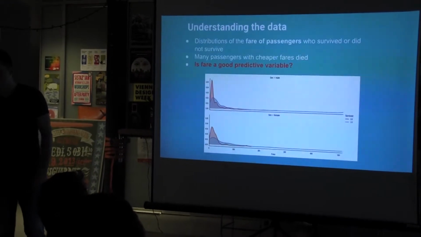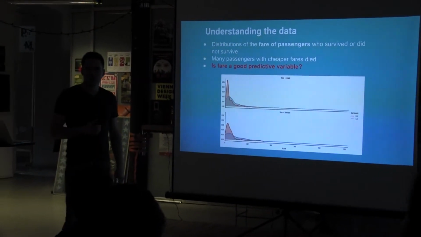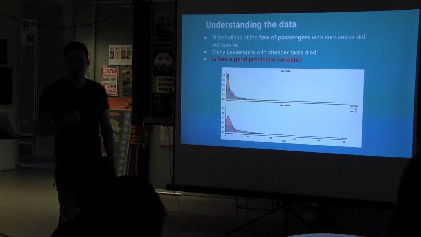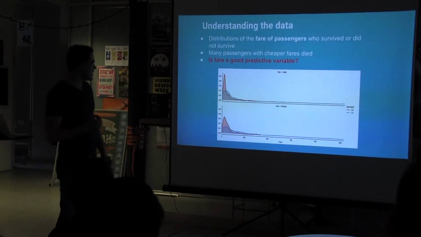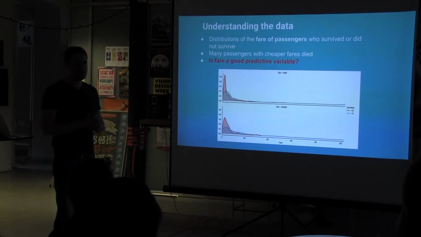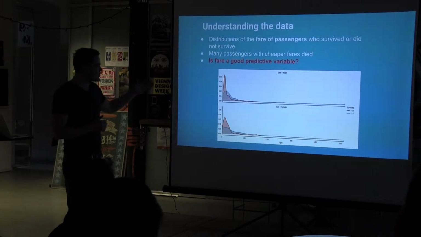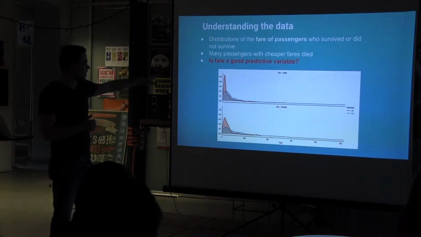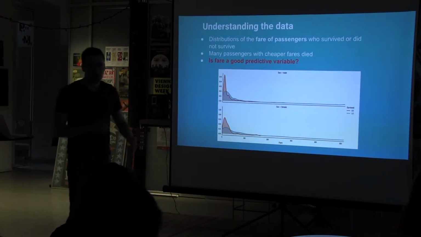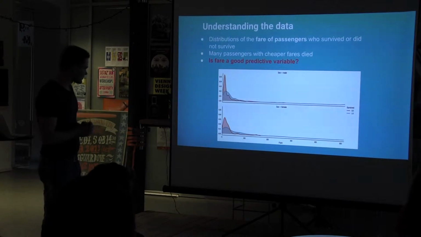So what is the first step? The first step is usually to understand the data. You take one feature, let's say I took the price of the fare here, and I grouped users, passengers by sex. So on the top chart, I have males, and in the bottom chart, I have females.